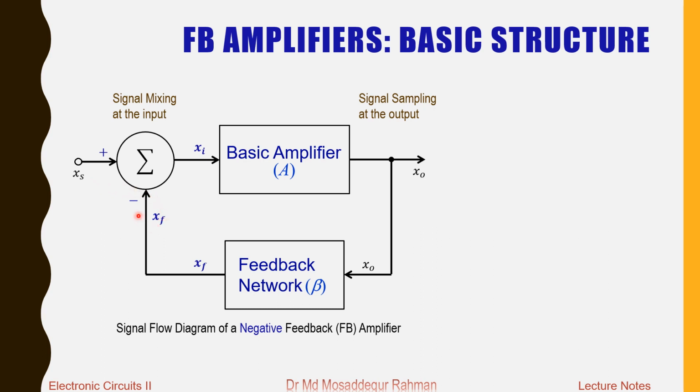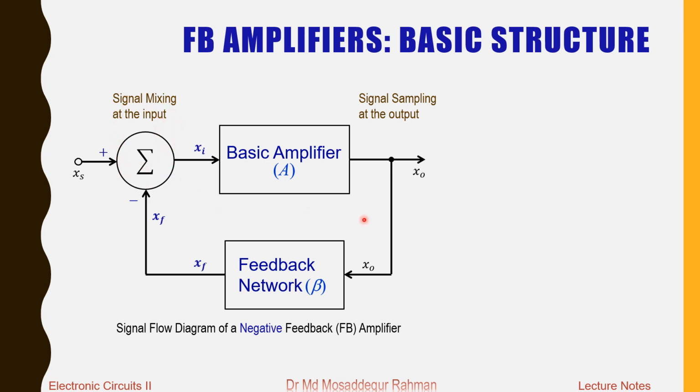So this feedback signal is mixed with the source signal, and as you can see, here we have a summer sign. The function of this block is to add these two signals. When you see that this side is plus and this is indicated minus, that means the feedback signal will be subtracted from the signal source, and the resultant will be fed to the basic amplifier. So this is what we call the mixing of signal at the input.